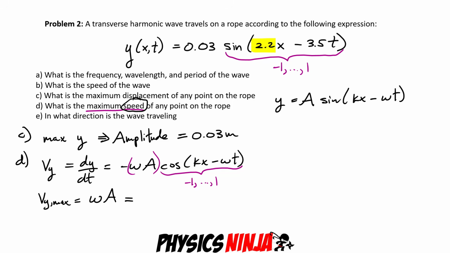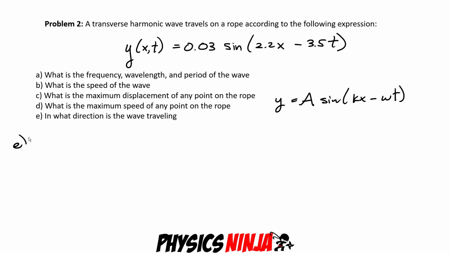Now we substitute our values. Our omega, we know it's simply the number that multiplies time, 3.5. The amplitude we just calculated, 0.03 meters. We put that in the calculator, and you should get about 0.105 meters per second. I'll maybe just round that to 0.11. Close enough. All right, for part E, it says, in what direction is the wave traveling?